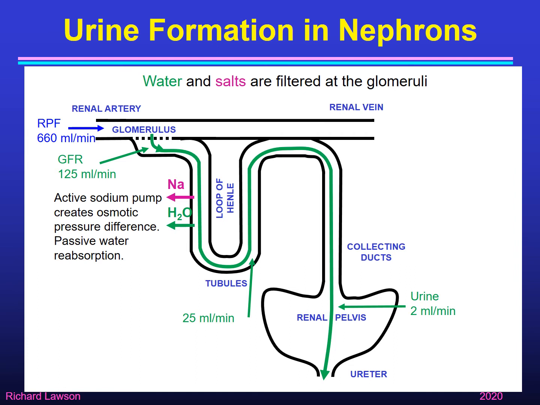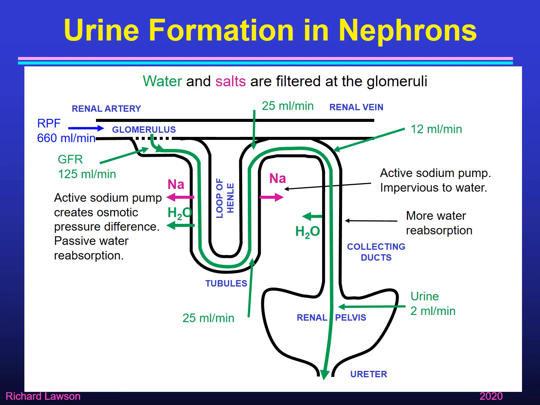That will reduce the flow in the tubules until we get to the ascending limb. The flow is probably reduced to somewhere about 25 mils a minute. Now the ascending limb of the loop of Henle is impervious to water, although the active sodium pump continues there, so no more water is reabsorbed in the ascending limb. We have some more absorbed in the distal tubule, so by the time we get to the collecting ducts the flow is maybe about 12 mils a minute, but we get more water reabsorption in the collecting ducts, which reduces the flow to the 2 mils a minute that we see from both kidneys together in the actual urine production.